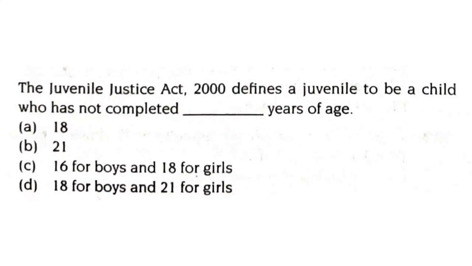The Juvenile Justice Act 2000 defines a juvenile to be a child who has not completed how many years of age? 18, 21, 16 for boys and 18 for girls, 18 for boys and 21 for girls? It is uniformly 18 years for girls and boys.